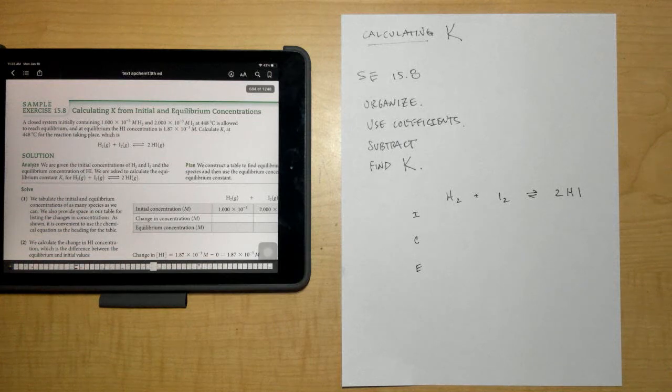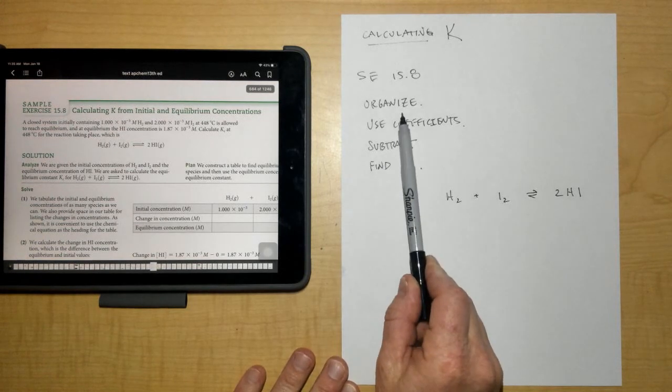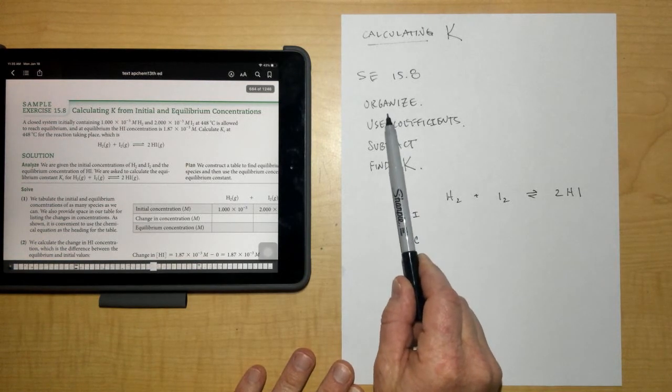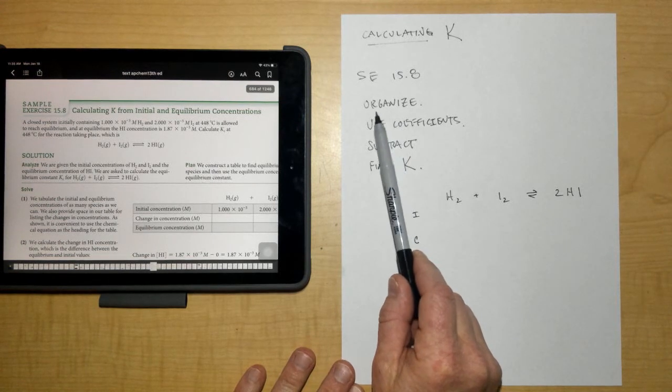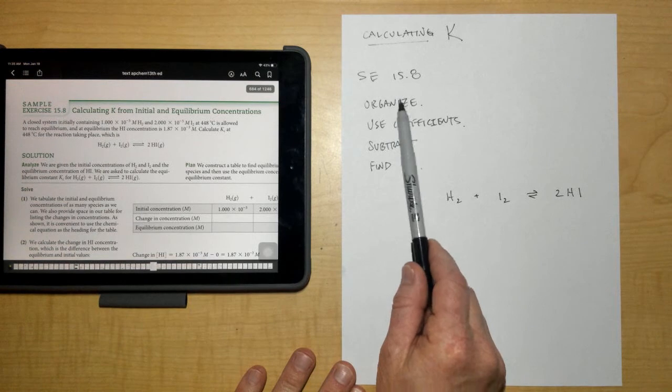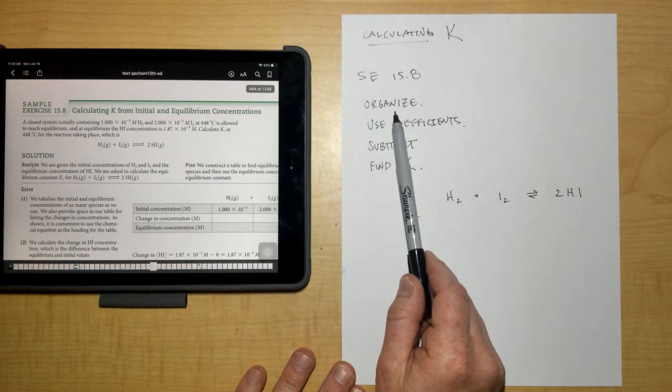Okay, so in this video we'll look at calculating K from initial and equilibrium concentrations. The entire process of these types of problems really comes down to organization, and that's what I'll focus on when we're doing this problem. I'll go through the math kind of quickly, but you can do that on your calculator. But mostly it's organizing and the way that you organize the data and the materials that you get.